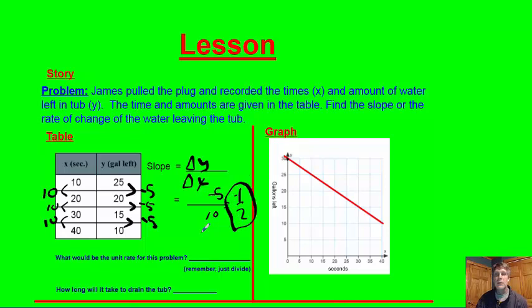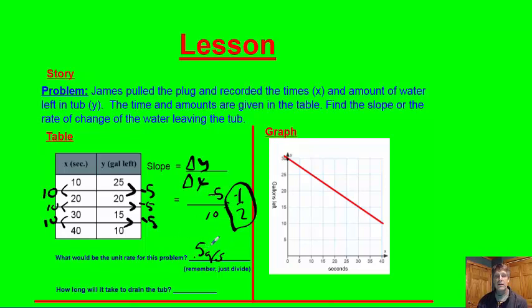Now, what does that mean? How do I answer the question? Well, that's when we get into the unit rate. The unit rate, remember, I just want to divide this. So if I take negative 1/2, take 1 divided by 2, you're going to get 0.5. Well, 0.5 what? Well, look, what's my Y? Gallons. So gallons per, I can just put a slash, per what? Per second. Ooh, that was an ugly S. So gallons per second. Okay, that would be my unit rate.